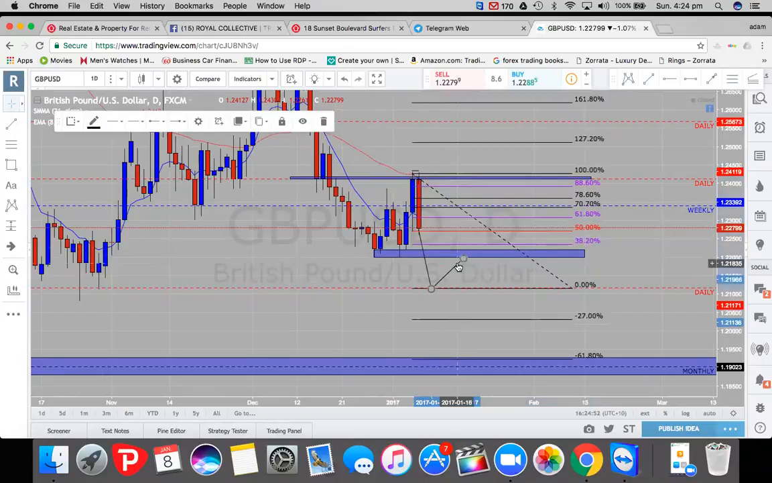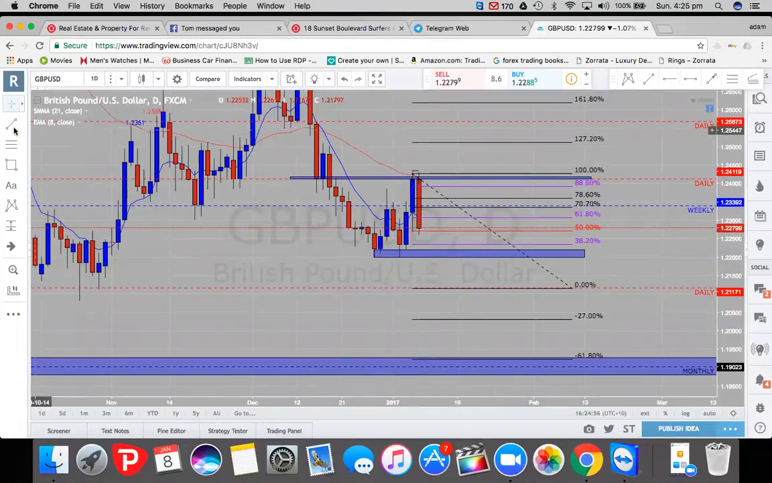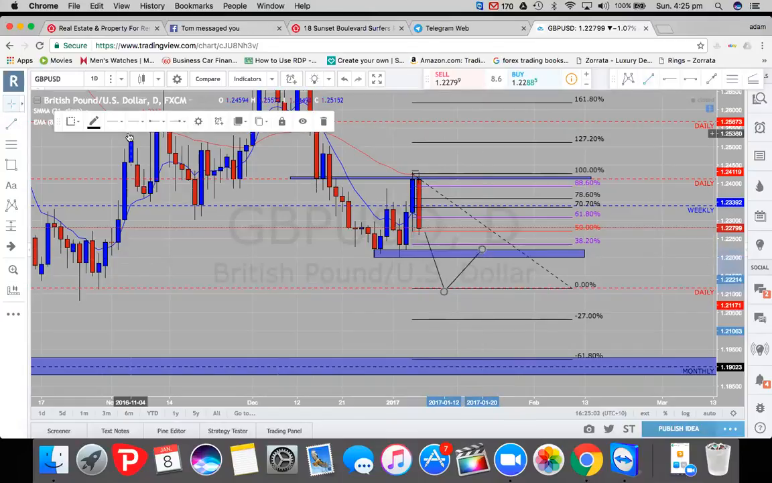Maybe up to our 38.2 if we get it, okay? But of course, this drop is going to start up here. We'll get a drop to a rise, a wick to the 38 maybe, and then I'll be looking to short to the blue box, okay?